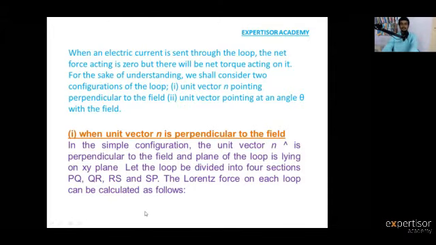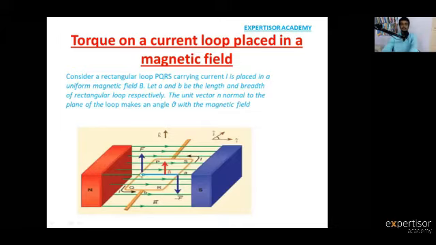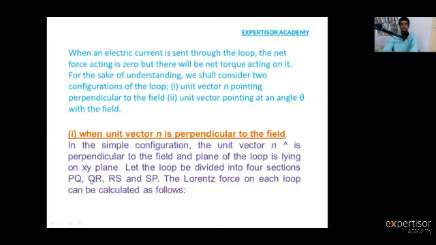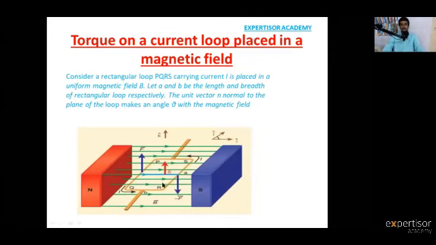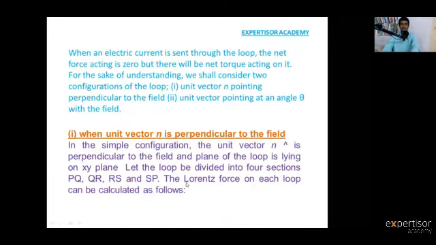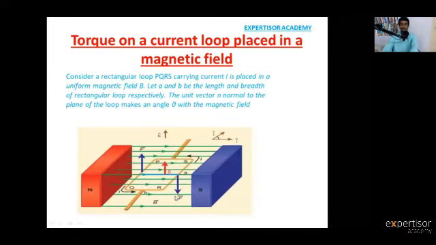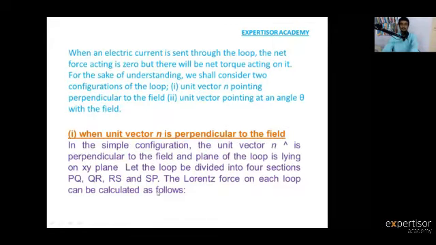First of all, consider the unit vector n, which is perpendicular to the plane of the loop, and also the direction of the field lines, and split this rectangular loop into its four sides PQ, QR, RS and SP. The Lorentz force on each side can be calculated as follows. So find the Lorentz force on PQ, QR, RS and SP. At PQ, find the Lorentz force.